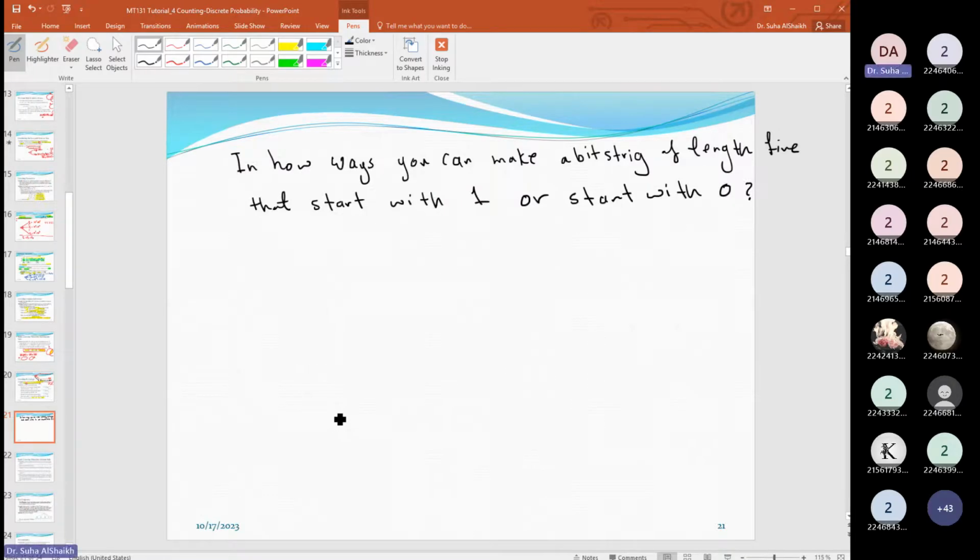So what do I have here? It says OR, right? I have an OR, which means the solution is split into two parts. The bit string here is of length 5. So I have 1 2 3 4 5 places and 1 2 3 4 5 places, and I have an OR in between them. It says start with 1 or start with 0.